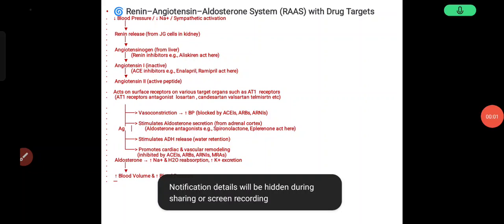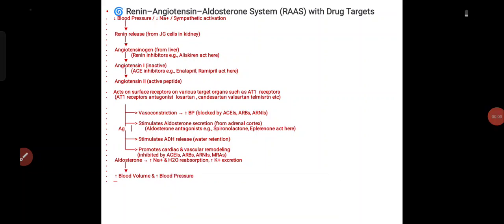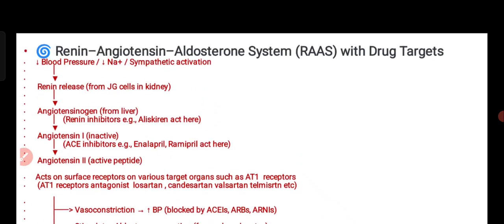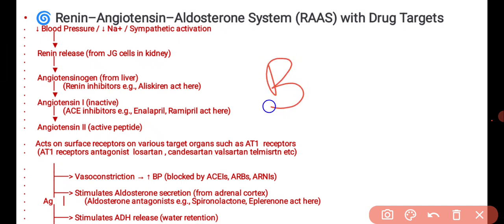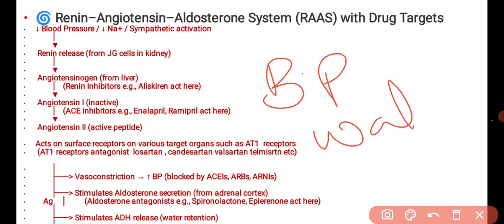Hi everyone. In this class, we'll continue with another class of anti-hypertensives. Here, those are RAS inhibitors, RAS system inhibitors. The RAS system is an important system in the regulation of blood pressure as well as in water homeostasis, fluid homeostasis in the body. That's why drugs that inhibit this RAS system become the cornerstone drugs for treating hypertension.